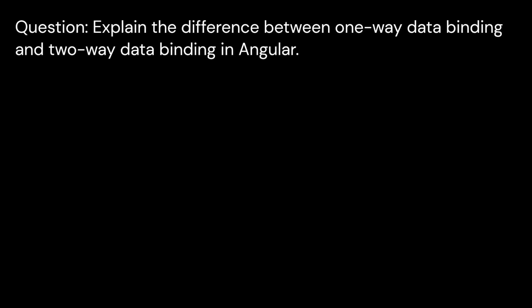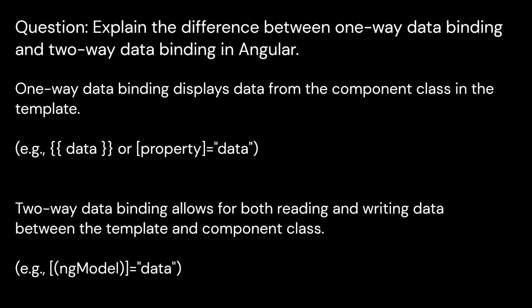list of products. Question 2. Explain the difference between one-way data binding and two-way data binding in Angular. Answer is, one-way data binding displays data from the component class in the template. Example, double curly braces, data, or square bracket, property is equal to data. Two-way data binding allows for both reading and writing data between the template and component class. Example, banana syntax, ngModel, is equal to data.